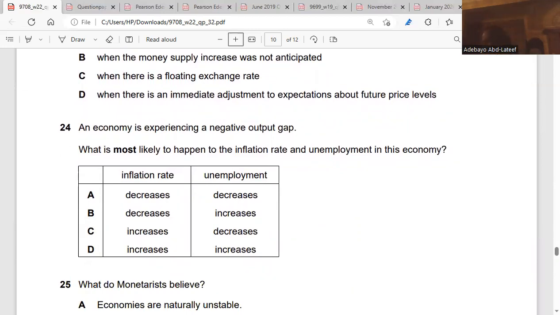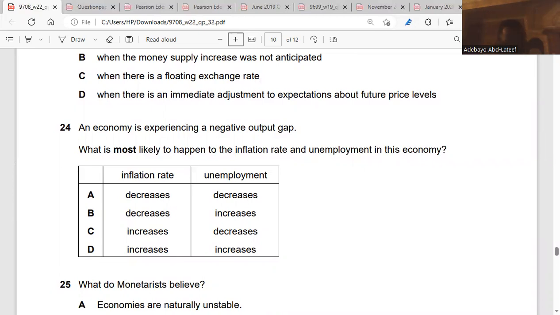What is a negative output gap? A negative output gap occurs when an economy is producing below its potential. You can produce more, but you are producing less than what you can produce. That is the output gap. So it will not lead to inflation, because what you are producing is enough. Inflation is not going to increase. It will decrease inflation, but it will increase unemployment because you are not using all your resources. So the answer is B. Clear?